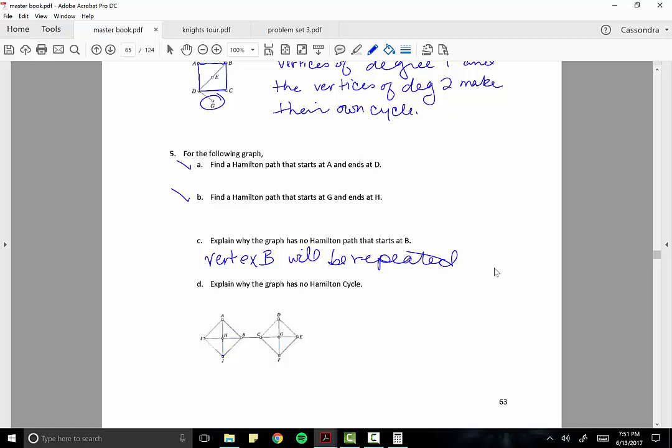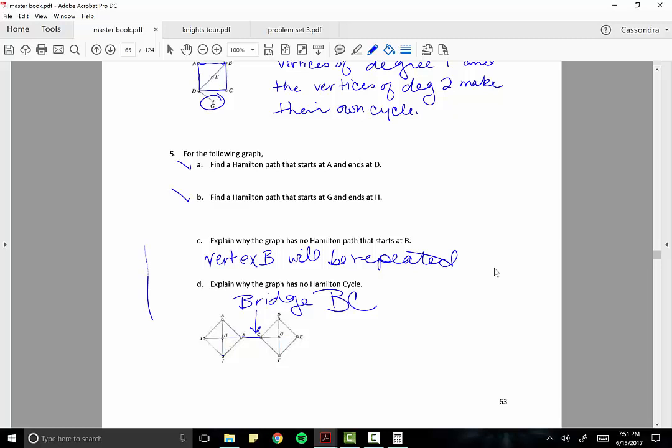Okay? Explain why the graph has no Hamilton cycle. If a graph has a bridge, it doesn't have a Hamilton cycle because you don't have an in and an out for the vertices that are making the bridge. Okay?